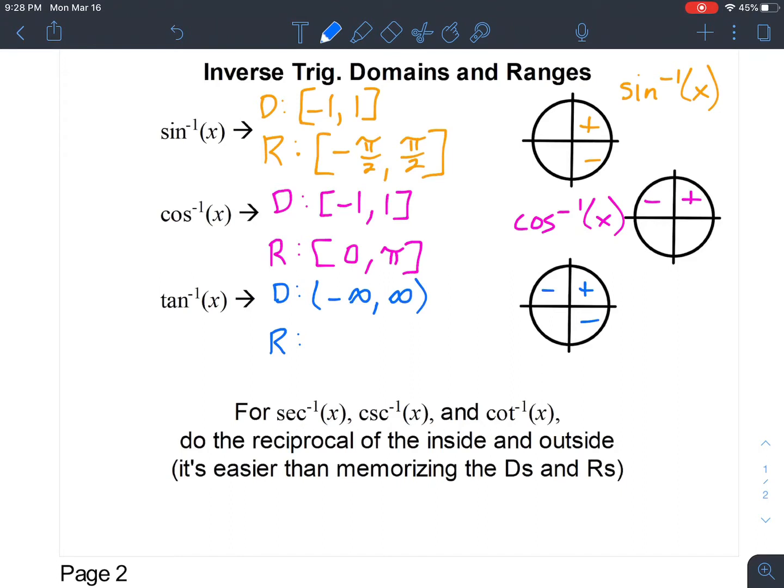So I don't really have a good rule or a good explanation for this, but the way that I've remembered it is it's always going to be the same as sine. So if we know that arcsine is going to be the first and the fourth quadrants, then we know arctangent is also going to be the first and the fourth quadrants.